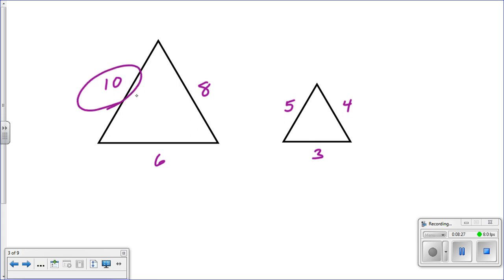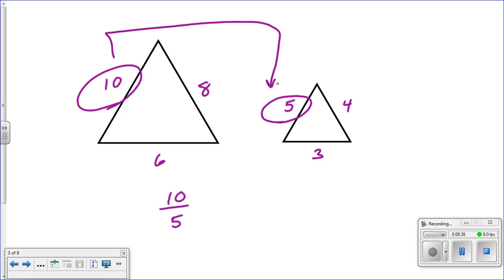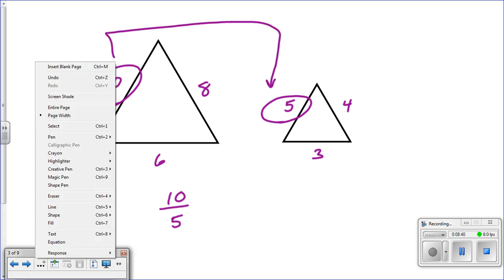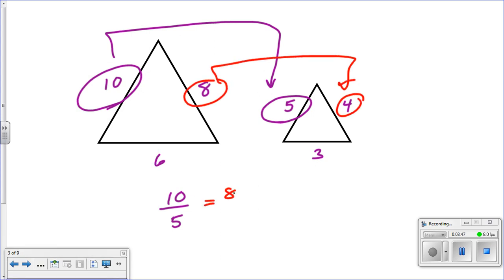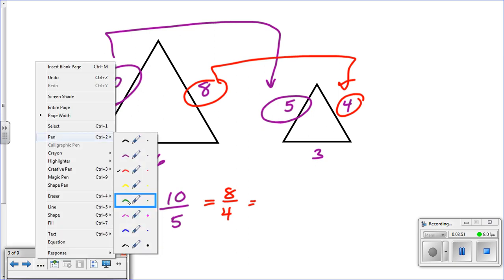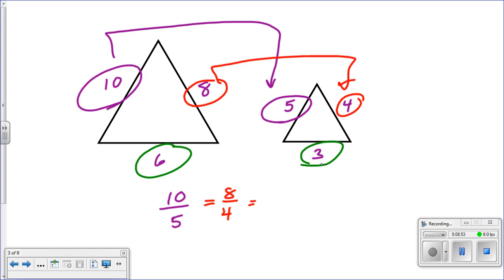So in other words, this side corresponds with this one. So I could do 10 is to 5. So this one corresponds with this one. Let's color code this here. And this side corresponds to this one, so that's the same as 8 is to 4, which is the same as this side to this side, which is 6 is to 3. All of those ratios are all equivalent to 2.